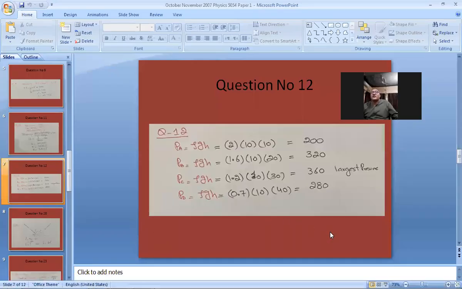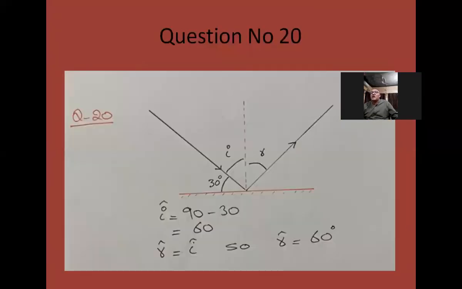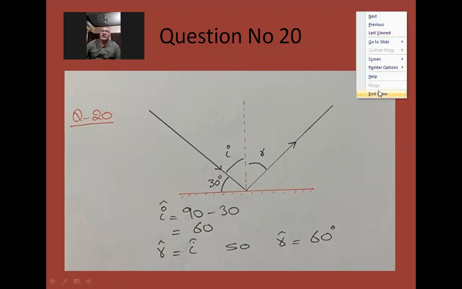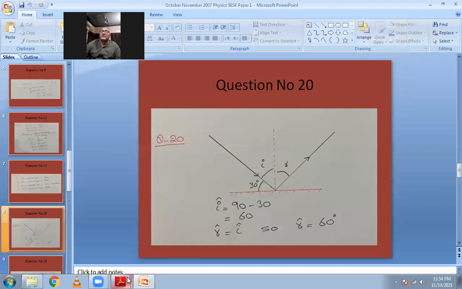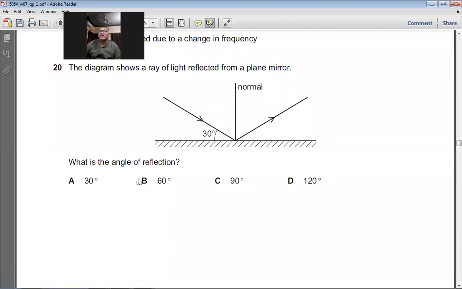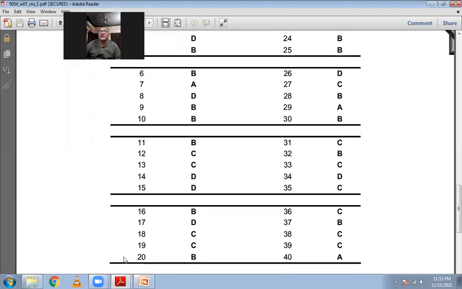So this total angle is 90. If this angle is 30, the angle of incidence will be 90 minus 30, and that will be 60. If the angle of incidence is 60, the angle of reflection will be equal to the angle of incidence. So the angle of reflection will also be 60. So I think B is the right choice. Question number 20, B is the right choice.